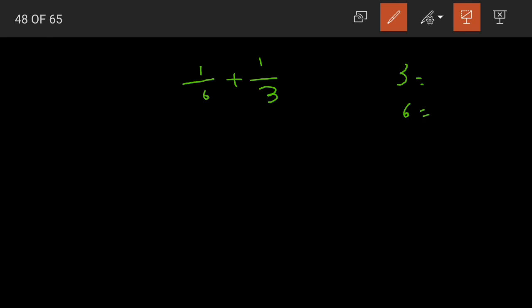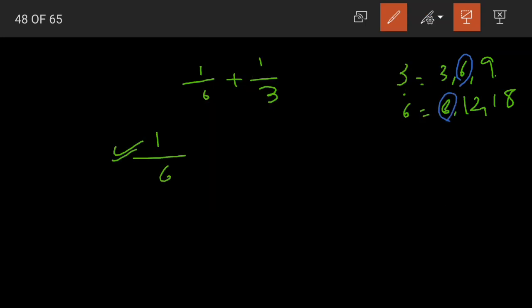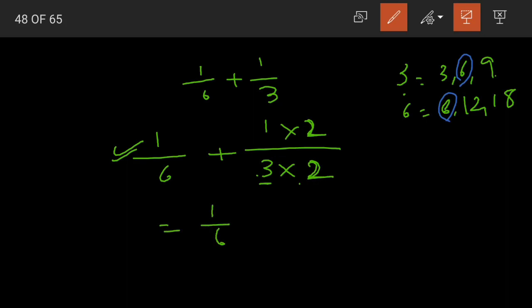These two are unlike fractions, so we have to find out the LCM. The multiples of 3 are 3, 6, 9. The multiples of 6 are 6, 12 and 18. The least common multiple is 6. 1 by 6 is already having 6 as the denominator, so let us leave it as it is. Then for 1 by 3, 3 into 2 is equal to 6. So multiplying the numerator also with 2. Multiplying the numerator and denominator with 2, 1 2s are 2 divided by 3 2s are 6.